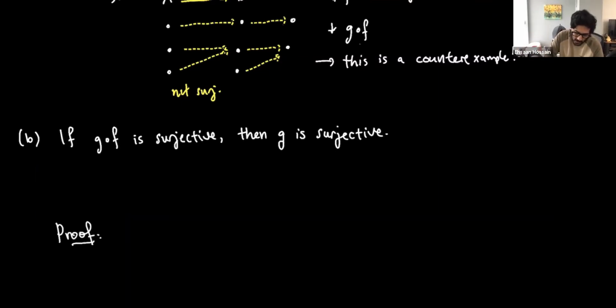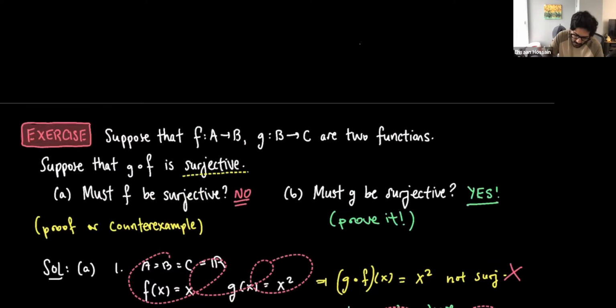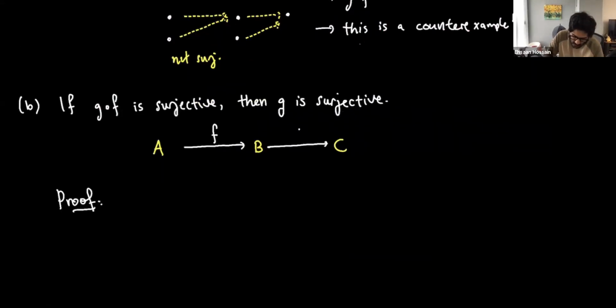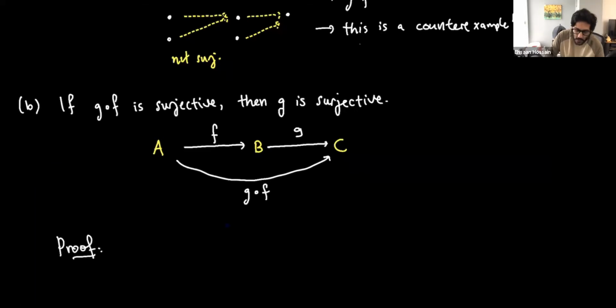So why don't we get this straight here? Here's A, here's B, and here's C. F goes from A to B, right? And G goes from B to C, and G∘F goes from A to C. So if I want to show that G is surjective, I have to show that every element of C is hit by some element of B. And there are no assumptions here aside from G∘F is surjective. I'm not going to assume anything about F, and I'll still be able to conclude that G is surjective.